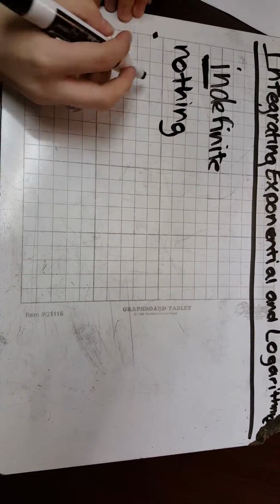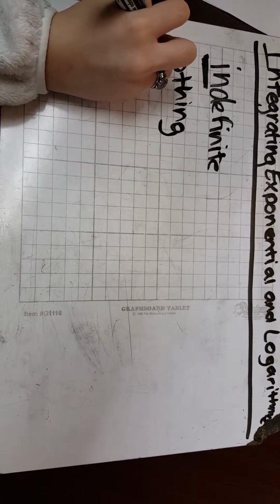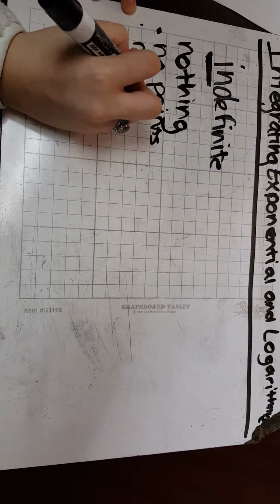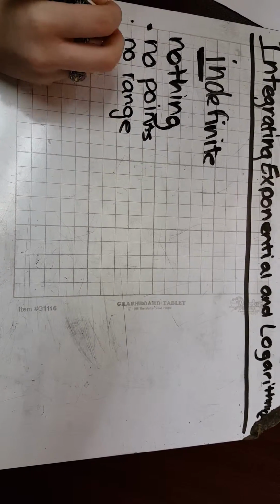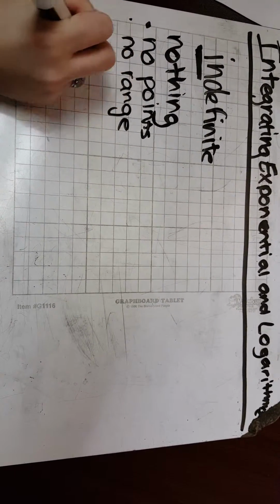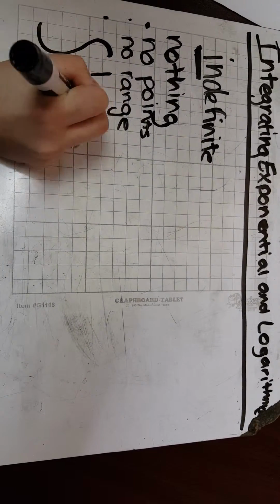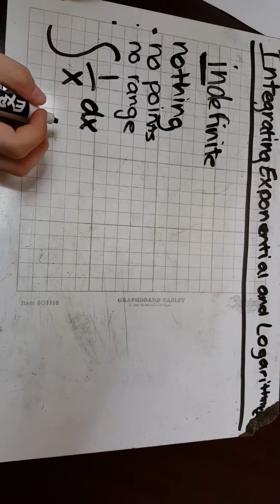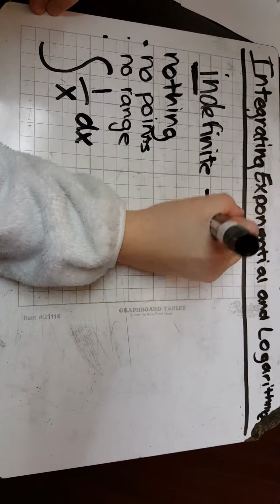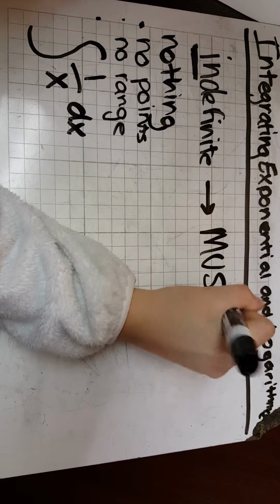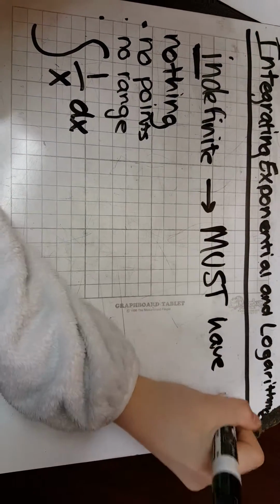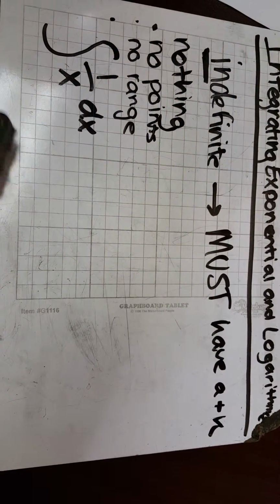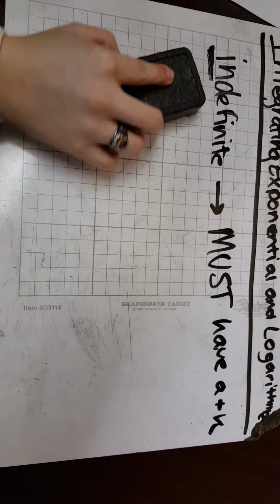You'll know when you have an indefinite equation when you don't have any points, no range available, and it looks something like this. Similar to the problem I showed you in the beginning. There's nothing here on those two things, so you don't need to plug in anything. So when you have an indefinite, you must have a plus k at the end, because you don't know what the points are, and you need to know that.